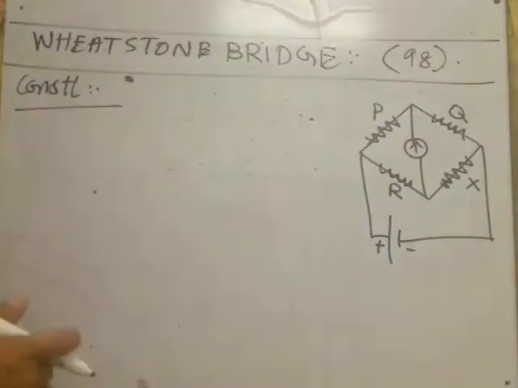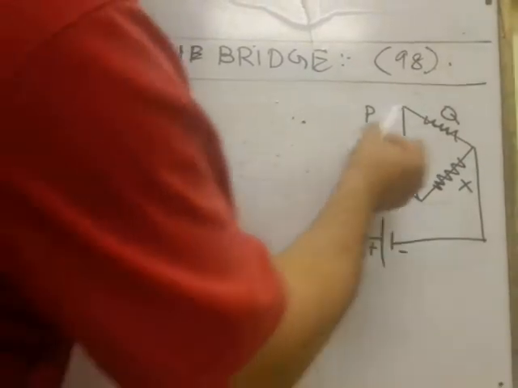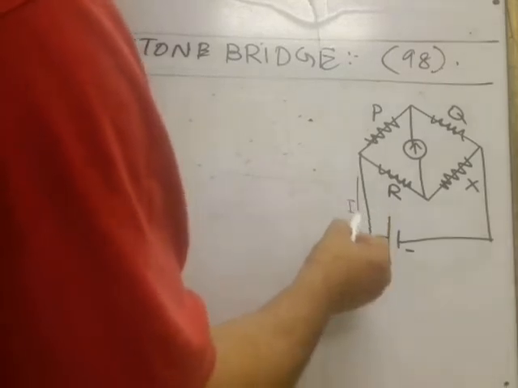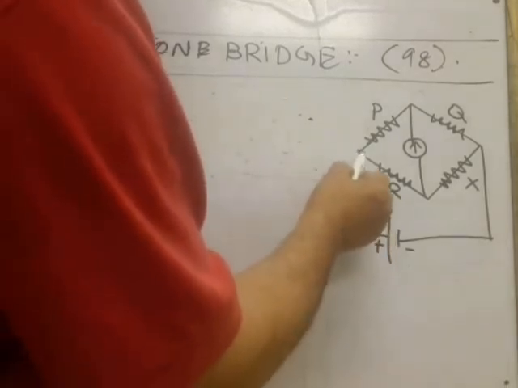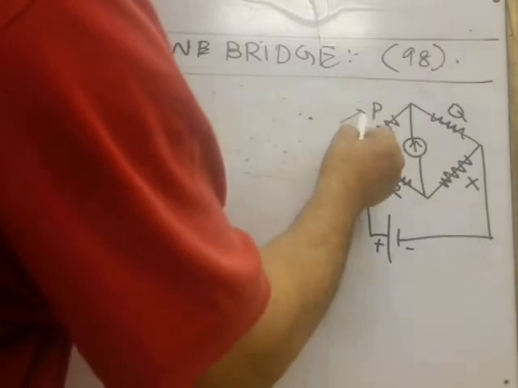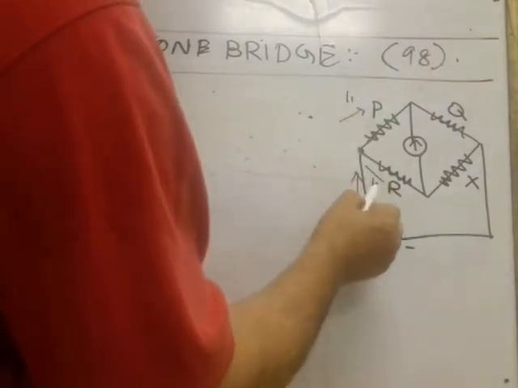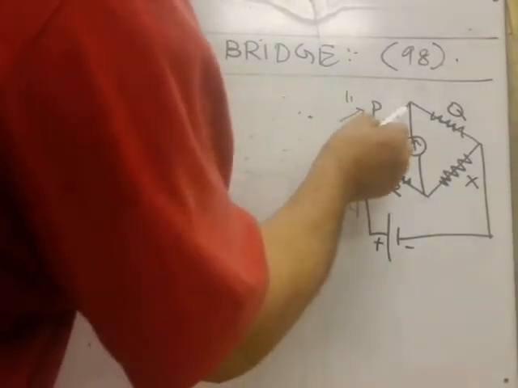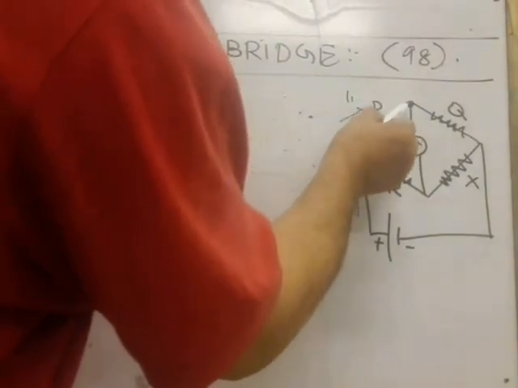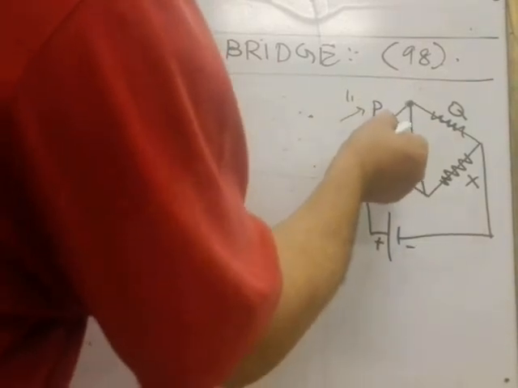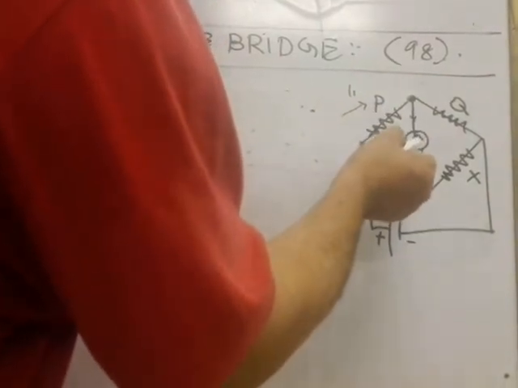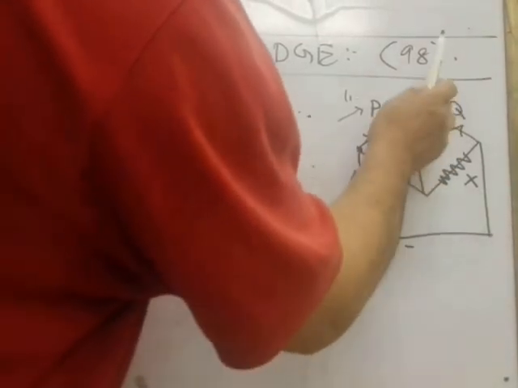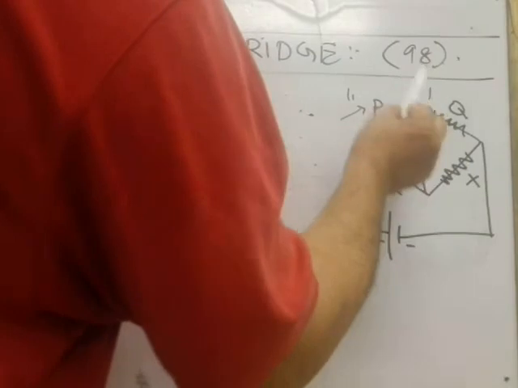Looking at the diagram, we can see that the current is flowing clockwise through the circuit. For example, the total current I is moving up. Reaching this junction, the current is divided into I1 and I2, like this. When the current I1 approaches this junction, it is divided again. One part of the current is moving down through the galvanometer, and another part is passing through the resistance Q.